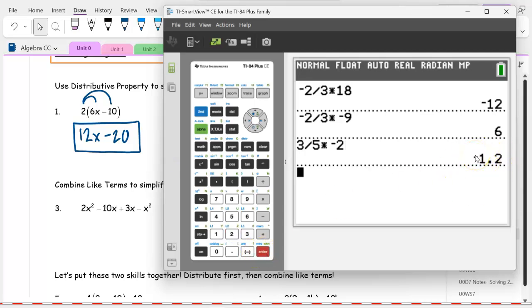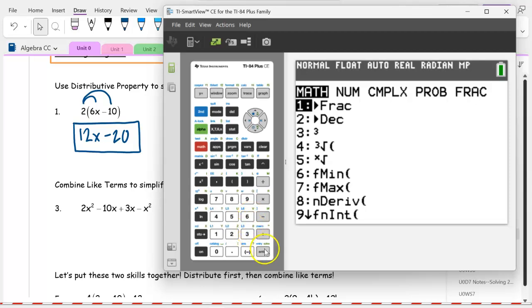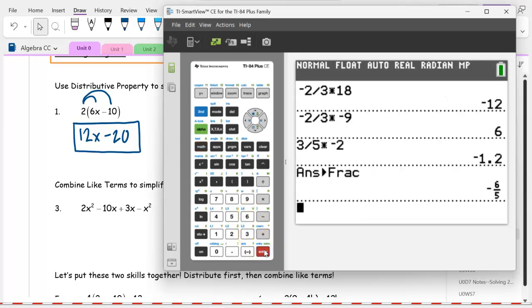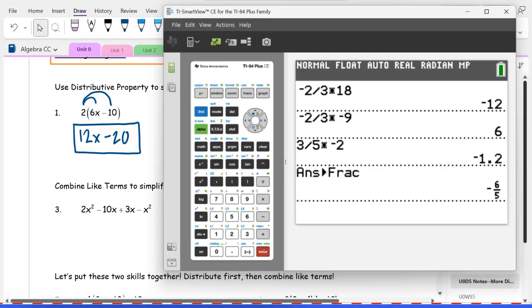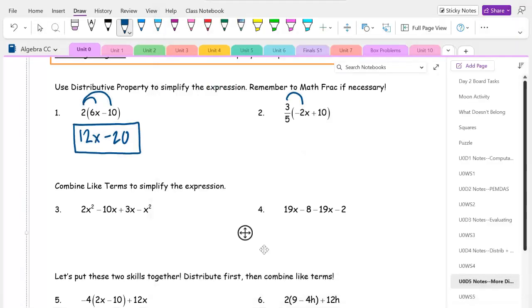Now, in a few lessons ago, I showed you how to change this decimal to a fraction. What we're going to go ahead and do is press on the math button and then frac, enter, enter, and we get negative 6/5. So that's how we're going to prefer to write that, please. We're going to put negative 6/5x. And then we're going to do this again.